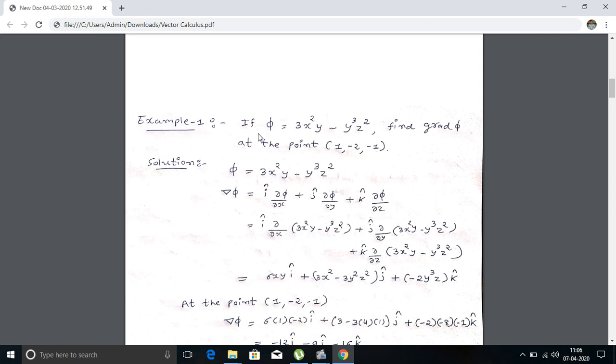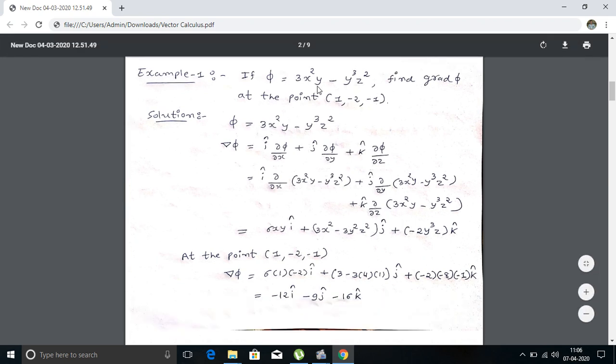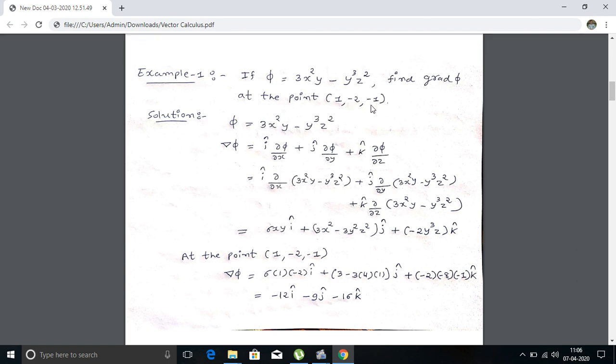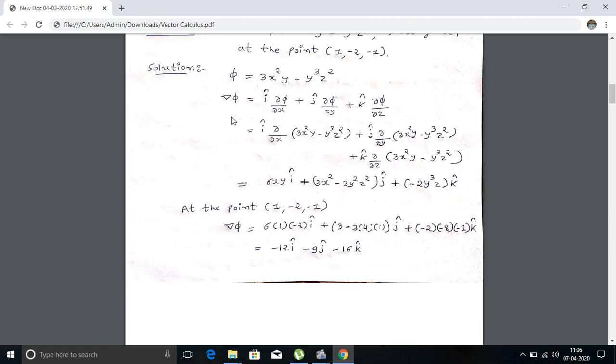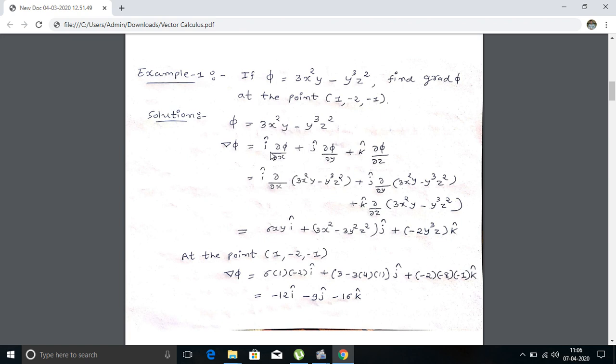First example: if phi is equal to 3x square y minus y cube z square, then find gradient phi at the point (1, -2, -1). So here we have to find gradient phi. Using the formula, gradient phi is given by i del phi by del x plus j del phi by del y plus k del phi by del z. Clear? Now what is phi? Phi is 3x square y minus y cube z square.